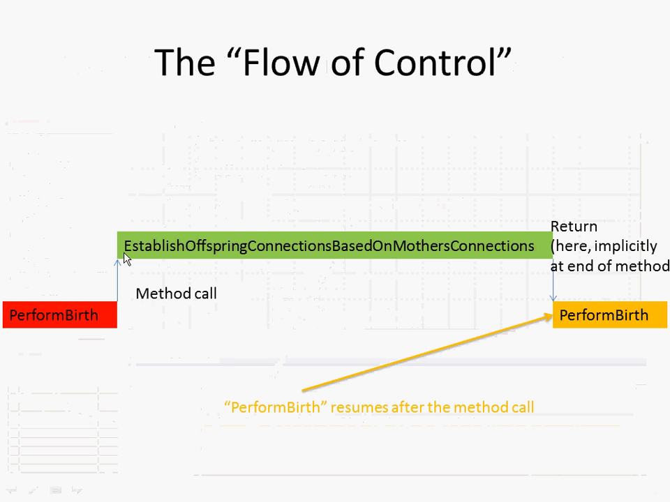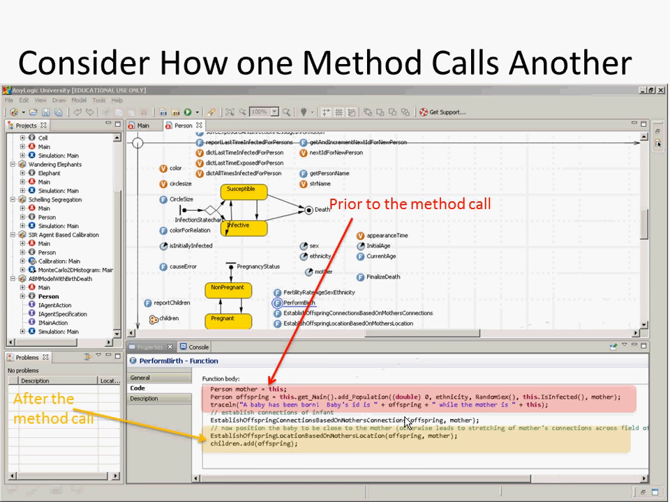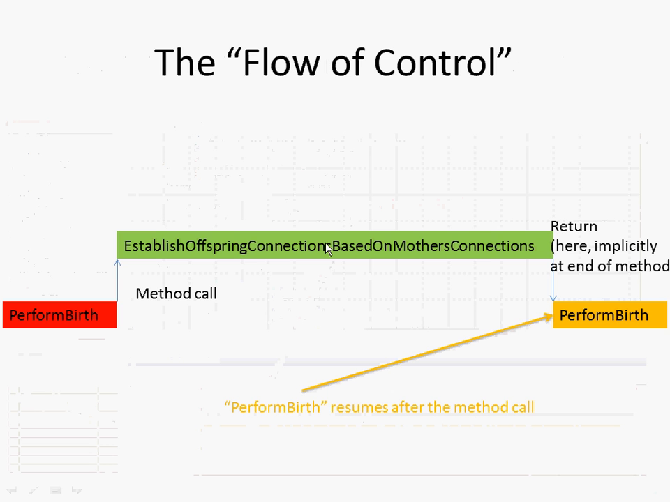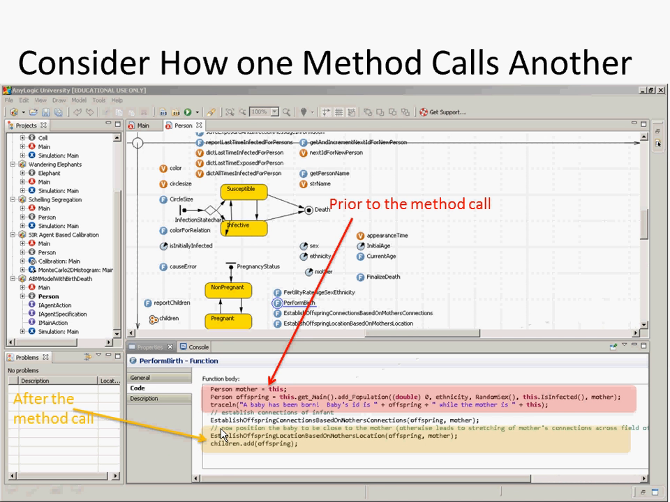So while we're making that method call, it's running code that's in this. It's running Java statements that are in establish offspring connections based on mother's connections. After those statements are done, maybe it's one line, maybe it's 10 lines, maybe it's 100 lines, maybe it's 10,000 lines spread through different methods. After that's done, we're going to return back at this point here. In other words, we're coming down here, we make this call, and then we're going to return and go here. That's the standard flow of execution. There's an exception for what are called exceptions. We're going to get to them. But that's why they're called exceptions, because they're exceptions to the rule. So you go down here, you call this, it returns, you continue on execution.